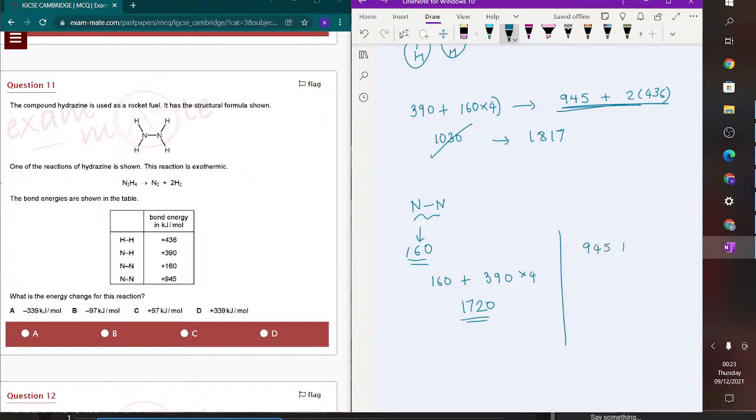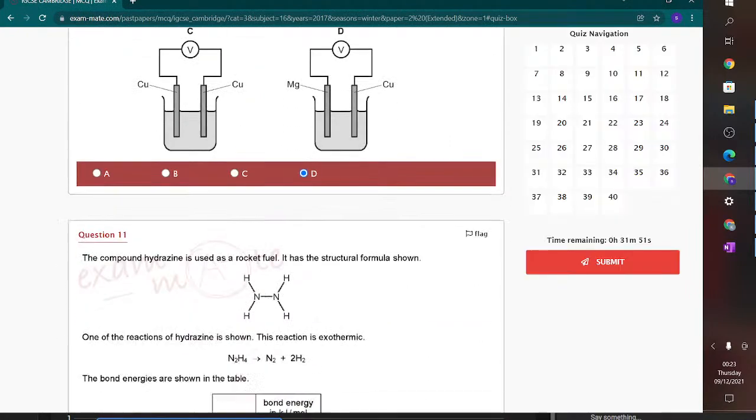That's 1720. And 945 plus 2 into 436. That gives us 1817. 1720 minus 1817. That's minus 97. So the answer is B. Okay.